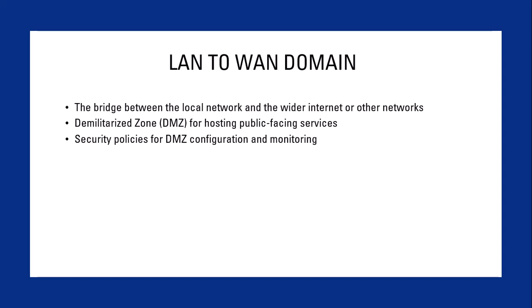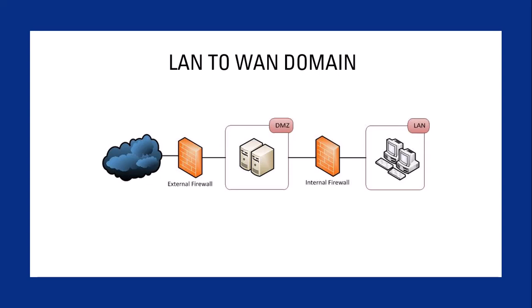Other security controls commonly used in the LAN to WAN domain include firewalls with strict inbound and outbound traffic filtering rules, intrusion detection and prevention systems to monitor for and block malicious activity, virtual private networks to secure communications with remote sites or users, and data loss protection solutions to prevent sensitive data from leaving the network. Here's a figure that shows the placement of a DMZ in a workstation.